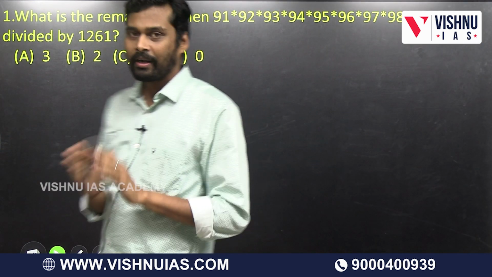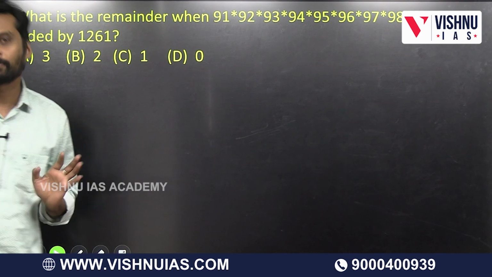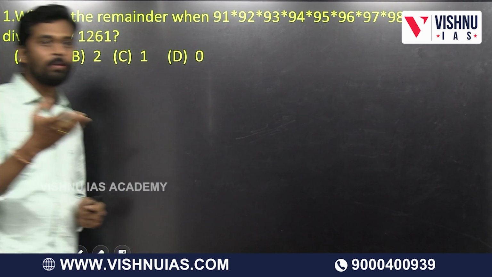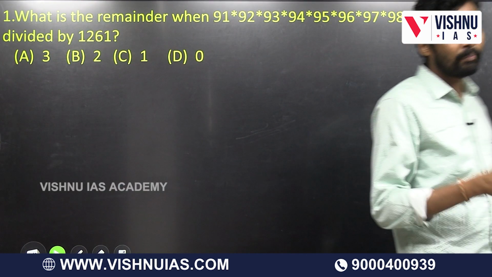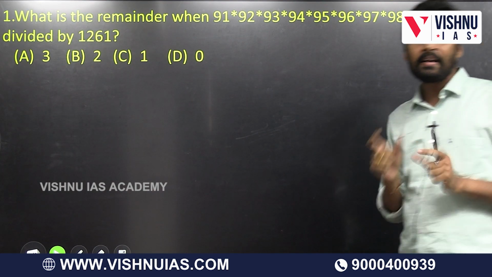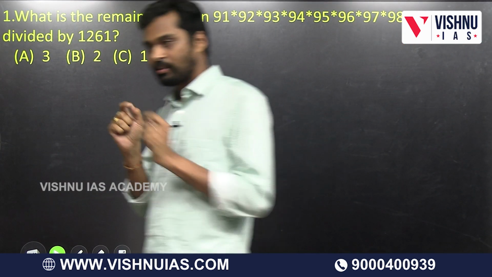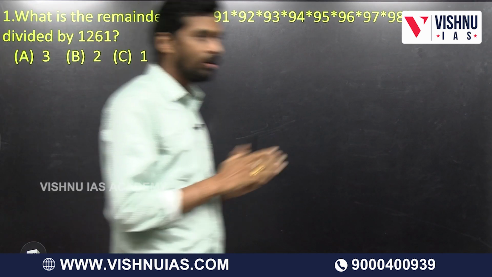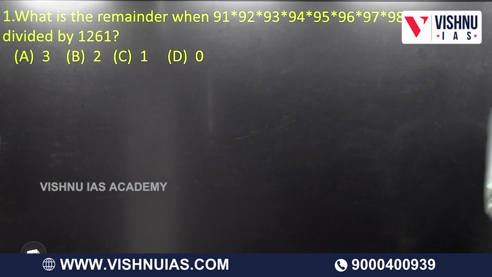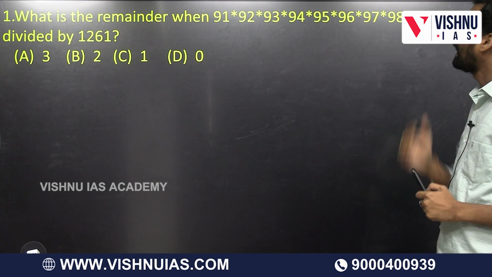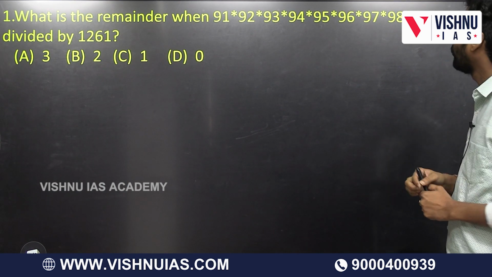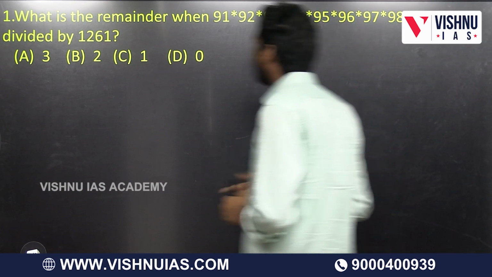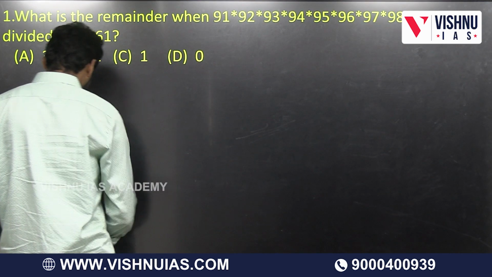Okay, we are dividing the numbers into prime numbers product. So for many problems we break the number into prime numbers product, right? When you don't get the idea, the first immediate thing you do is just break the number into prime numbers product. That's why I told you that tables are very important, and you need to know how you break the numbers. Here the question is, what is the remainder when 91 into 92 into 93 into 94 into 95 up to 99 is divided by 1261?